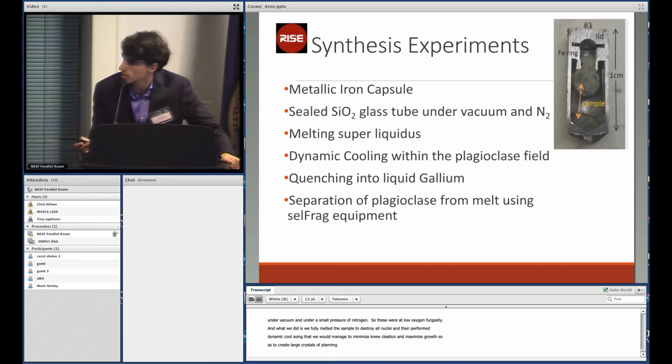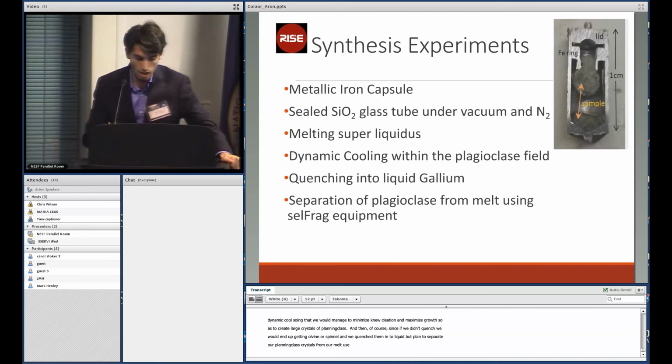Then, of course, since if we didn't quench, we would end up getting olivine or spinel, we quenched these samples into liquid gallium. We have not yet gotten to the last step of this, but plan to separate our plagioclase crystals from our melt using Selfrag equipment, which I can't really say much about because we haven't started using it.